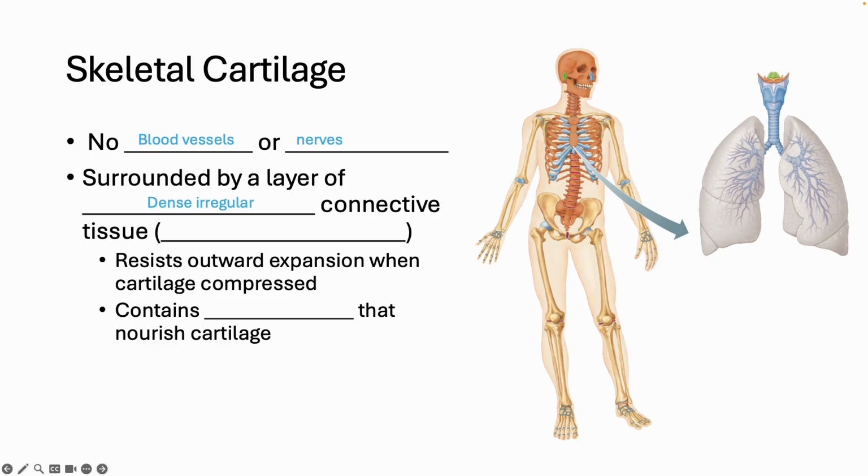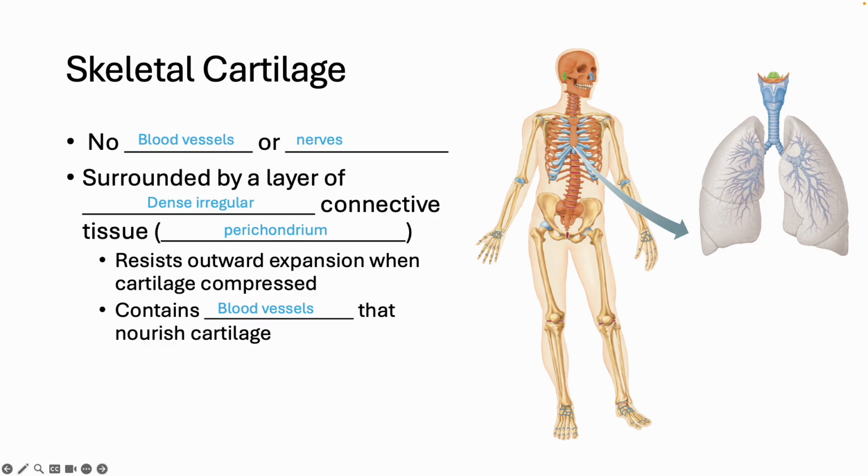This dense irregular connective tissue is known as the perichondrium because it is going to surround the cartilage. The perichondrium helps to resist the outward expansion when the cartilage is compressed, and is also going to contain the blood vessels that help nourish the cartilage. The thickness of the cartilage is ultimately determined by the distance that the nutrients can diffuse.